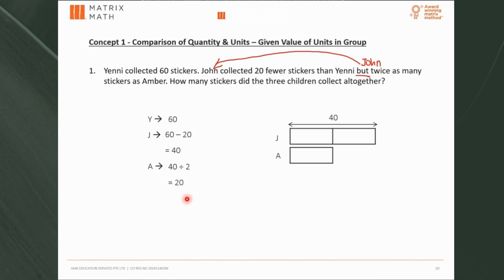Okay, now do not stop here. Always reread the question to see what else we need to address. How many stickers did they collect altogether? So altogether means you need to find the total. Total, simply add up all 3 of them, 60, 40, and 20. Okay, and if you calculate this, this gives us 120 stickers.